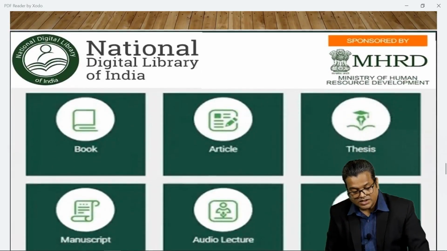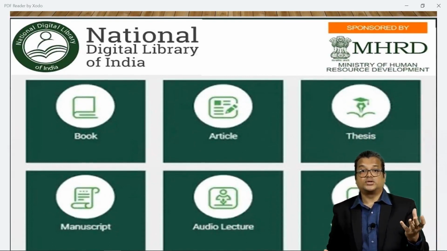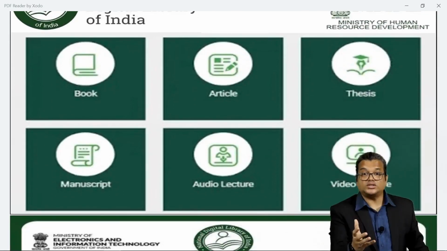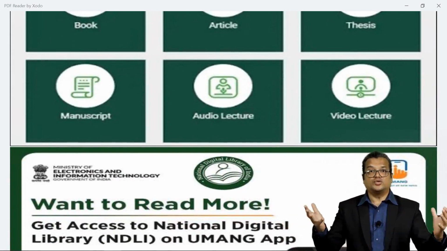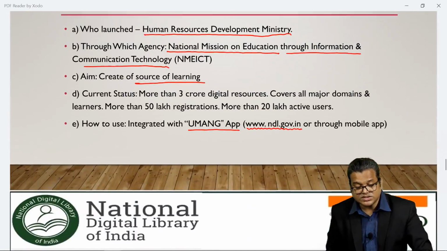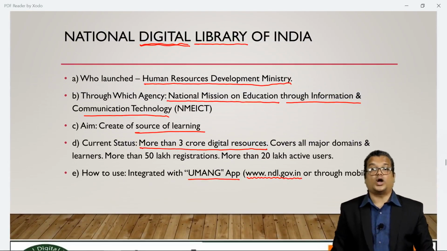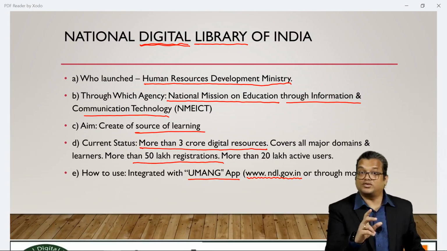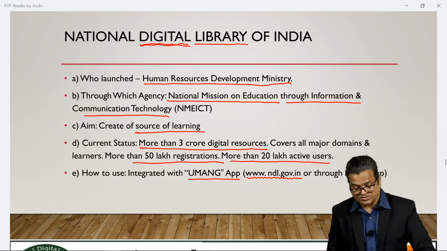Let's have a look at what precisely this National Digital Library contains. Okay, see, the National Digital Library, oh wow, huge access: books, articles, theses, manuscripts, audio lectures, and even video lectures. Lot of resources. You know how many resources are there? More than 3 crore digital resources. Oh, how many people have registered till now? 50 lakh. I want you guys to register for this. Make use of this ocean of knowledge, and more than 20 lakh active users, right?